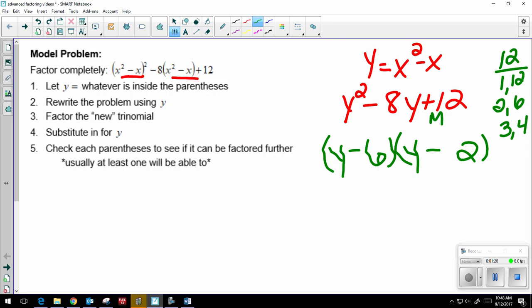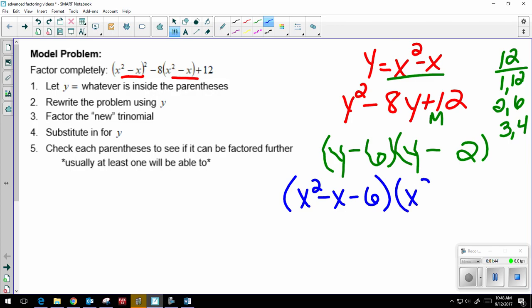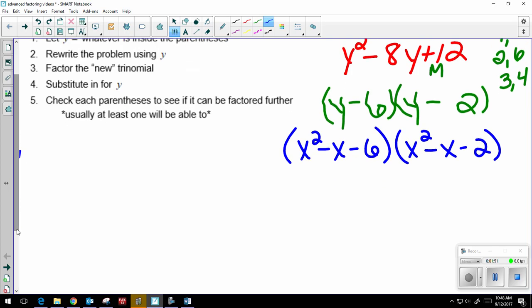So now I'm going to substitute in for y. So instead of a y, I'm going to replace back this x squared minus x. So instead of y minus 6, it's going to be x squared minus x minus 6. And instead of y minus 2, it's going to be x squared minus x minus 2. And now you want to check to see if either of these parentheses, or both of them, or none of them, can be factored even further. Because remember, our original direction said to factor completely. So let's check it out.